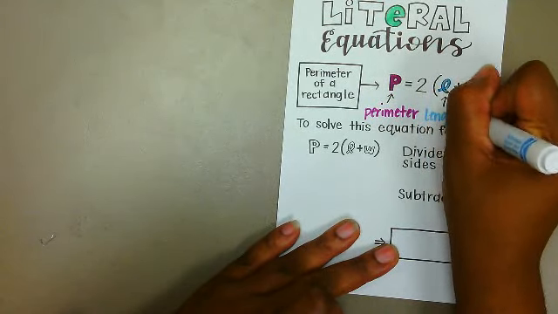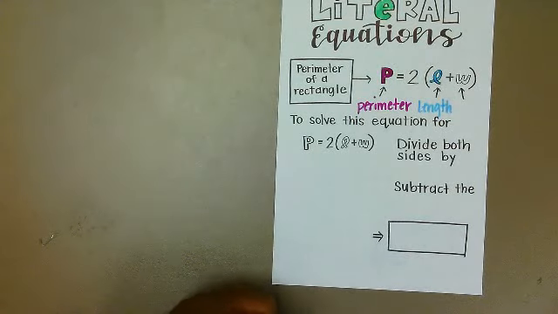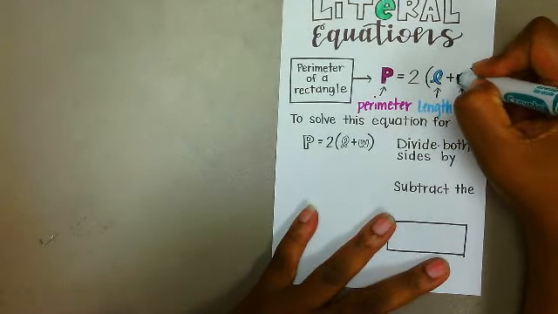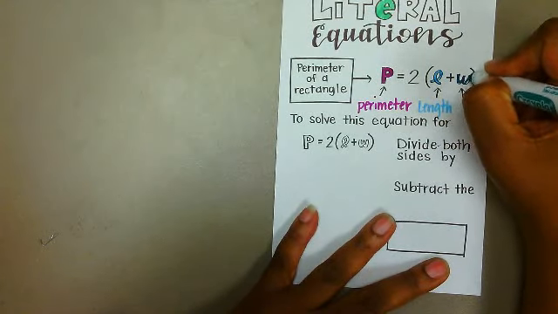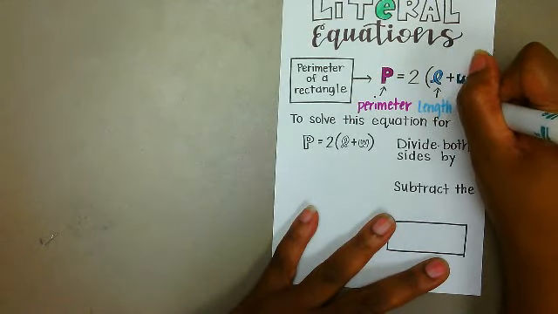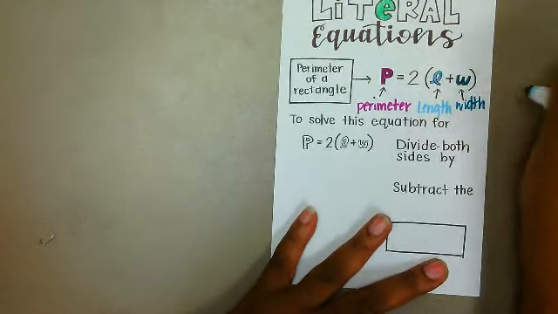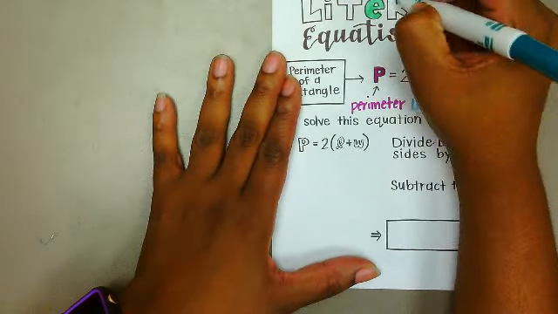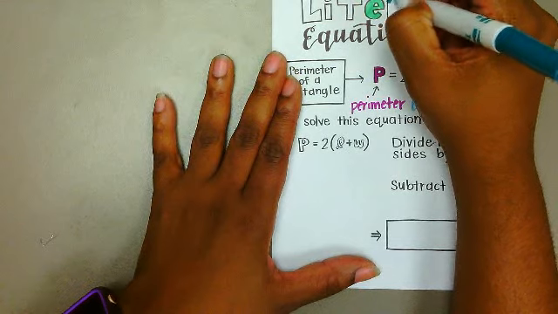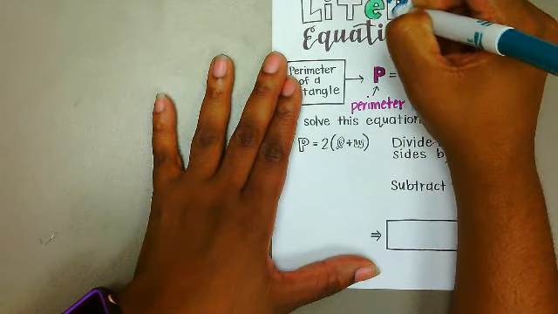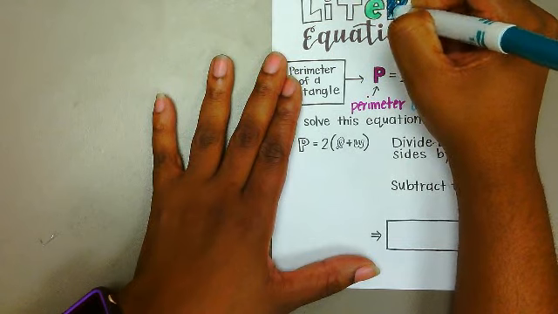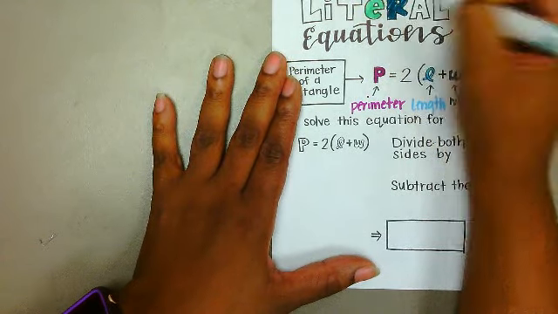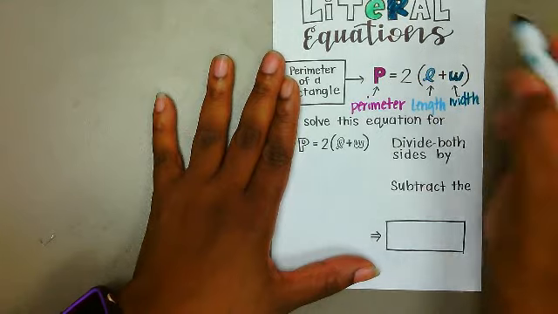And our W is going to represent the width. Now that we know what each of them stands for, the last time we solved for W. So on your other notes, we solved for W. What happens if we decide to solve for L? So in this case, we are going to solve for L.